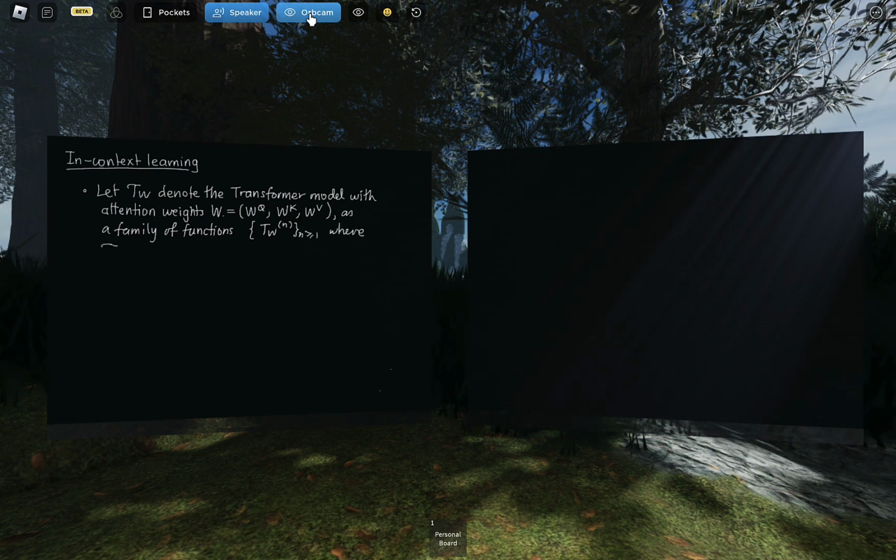Where T_n takes a sequence of tokens of length n and returns the prediction of the next token. So as a distribution over tokens.